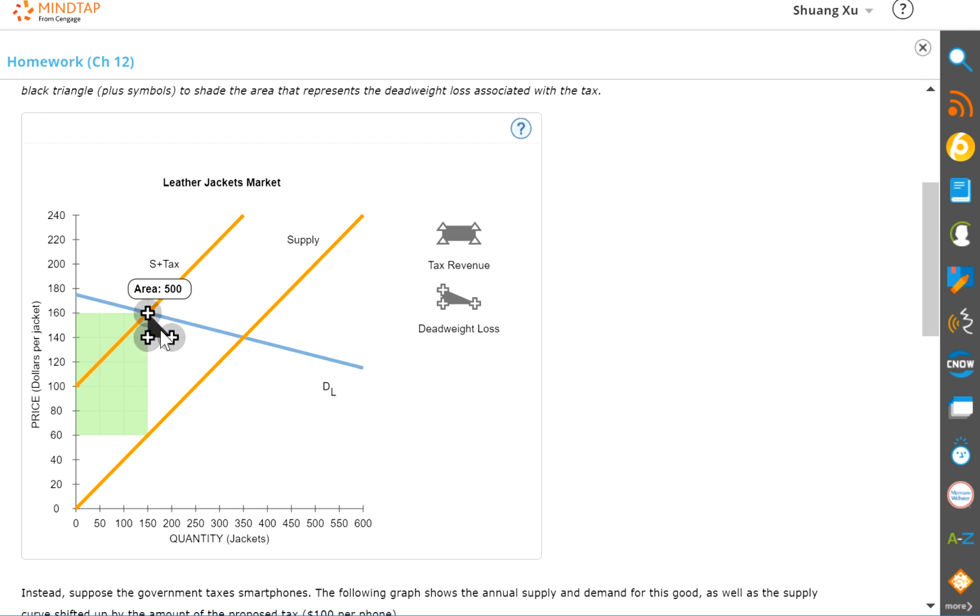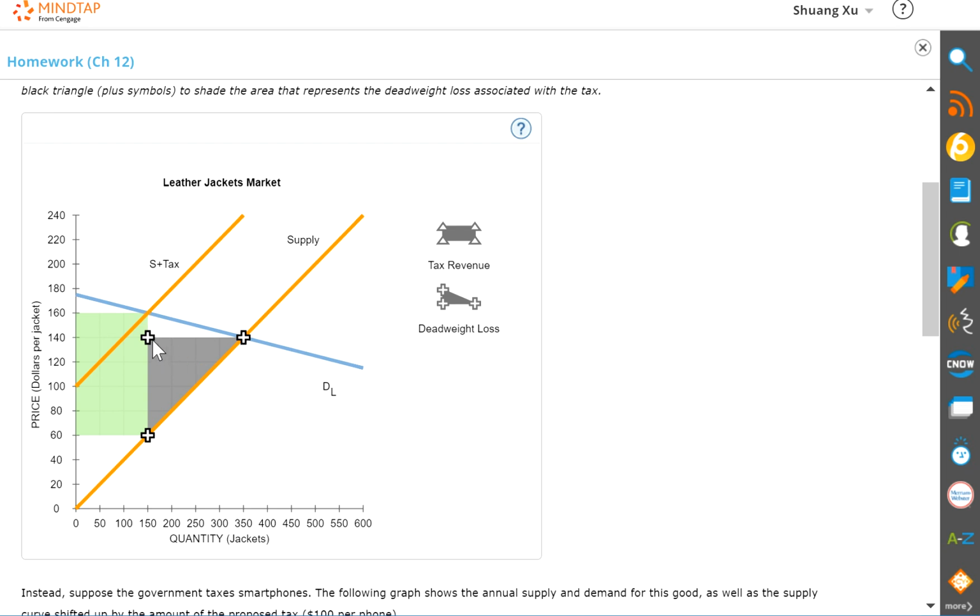it will be the triangle to the right of your tax revenue. By the way guys, you see this small black triangle? This is the tax deadweight loss from the buyers, and the deadweight loss from the sellers will be right here. That's the deadweight loss from the sellers. These revenues and sales we had before the tax, but now with the tax, we don't sell that many anymore.